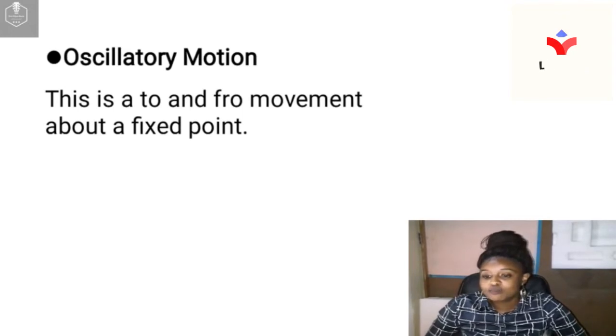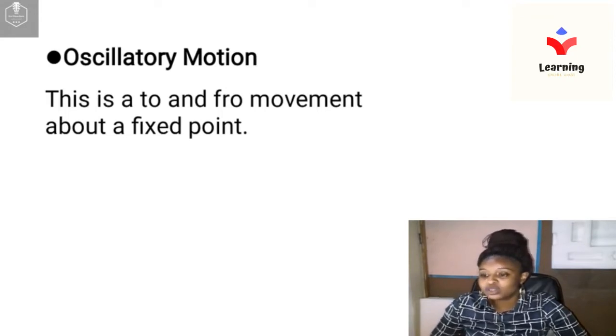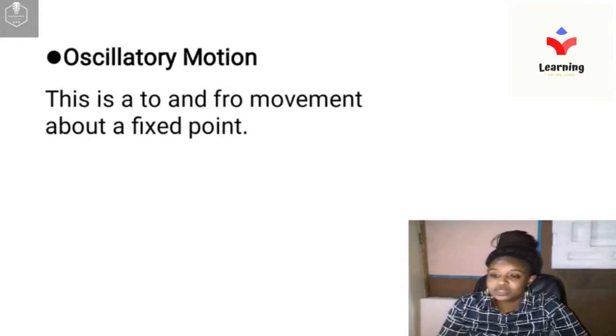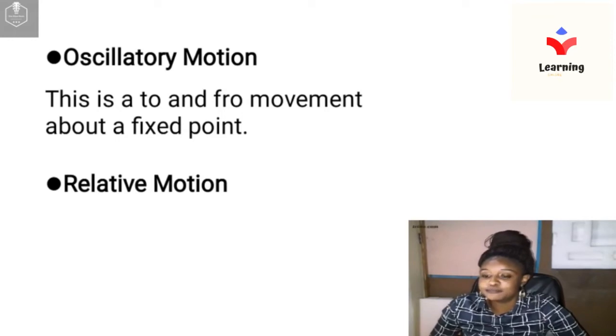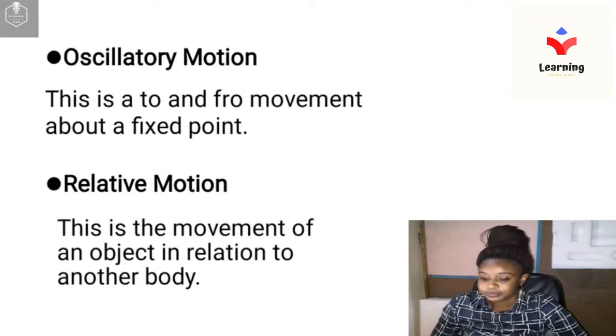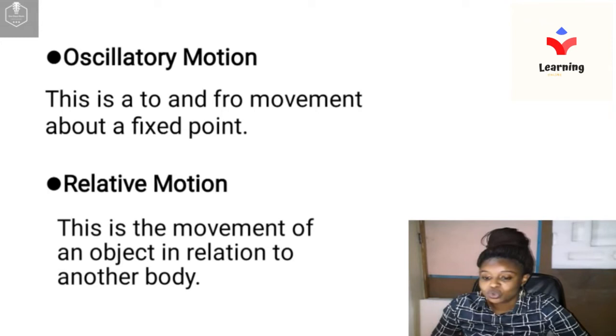The next one is oscillatory motion. What is oscillatory motion? This is a to and fro movement of an object about a fixed point. That is, the object moves in a forward and backward movement. For example, when you are punching a bag, the movement of the bag will be in a to and fro movement. Then the last one on the list is known as relative motion. What is relative motion? Relative motion is the movement of a body in relation to another body. That is, the movement of an object will cause another body to move.